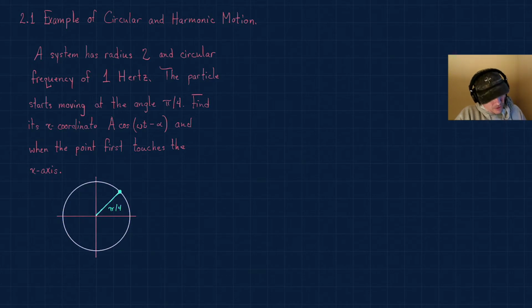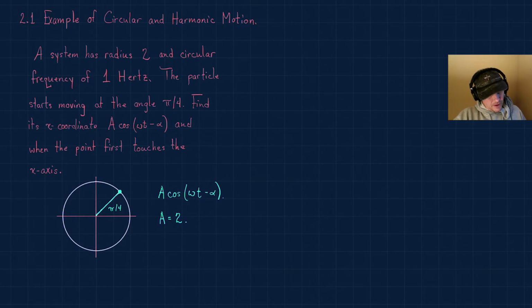Well, here we go. Let's try this. So first off, we have a cosine of omega t minus alpha, and we need to figure out each of these pieces. The very first one is that a is 2. A is just the radius of the circle, so a is 2. Now the rest of this requires the work, and let's do that.